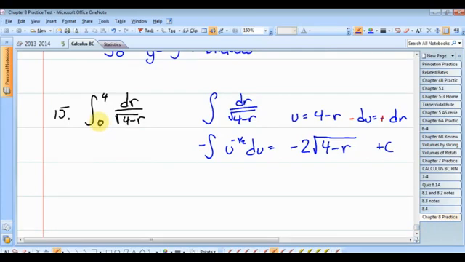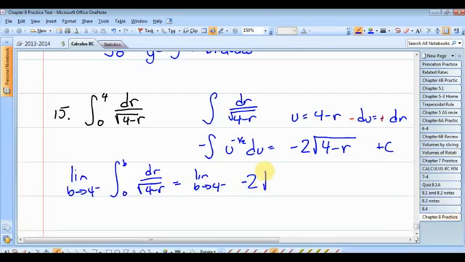The problem here is when we reach 4, the denominator does not exist. So we have to take a limit as b approaches 4 from the left, 0 to b, dr over root 4 minus r. That's equal to the limit as b approaches 4 from the left of negative 2 root 4 minus r from 0 to b.